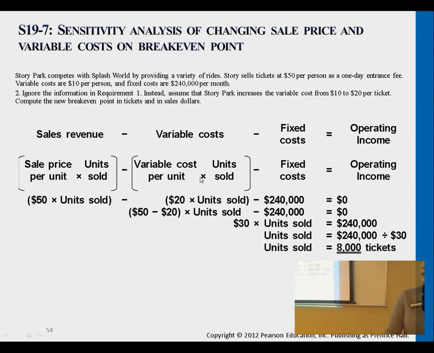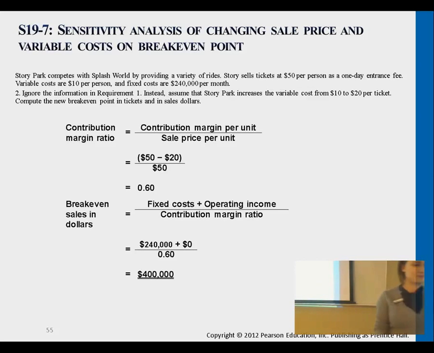So interestingly, the calculation is different, right? We have $50 for a sale price per unit. We have variable cost that's $20, but we still got 8,000 units, right? Because it's the same difference: 40 minus 10 and 50 minus 20 is still 30. So you did get the same number of tickets. Calculations are the same here.